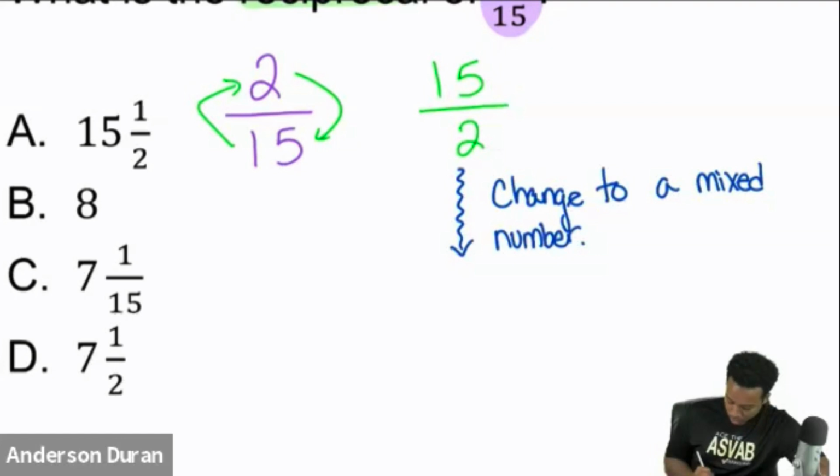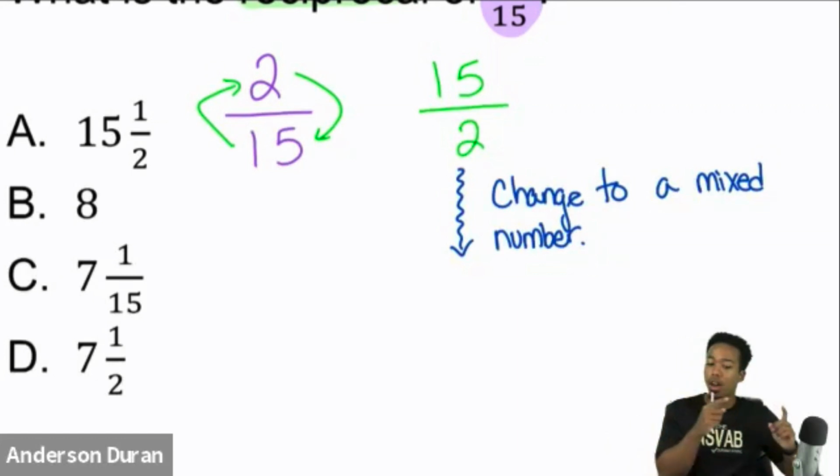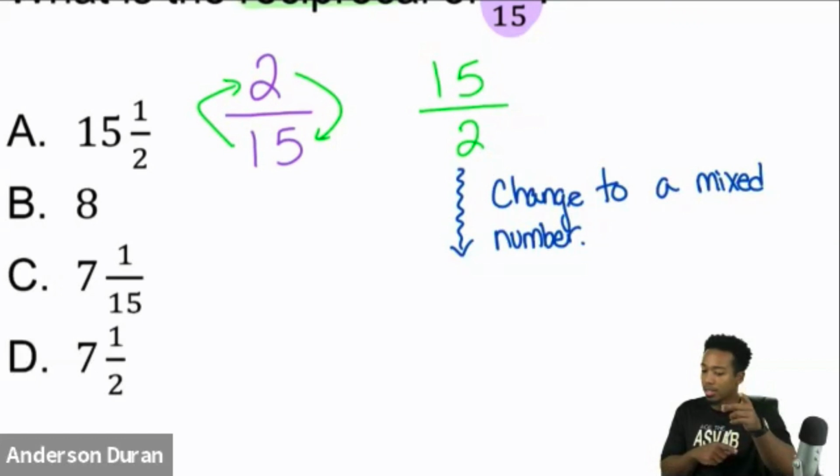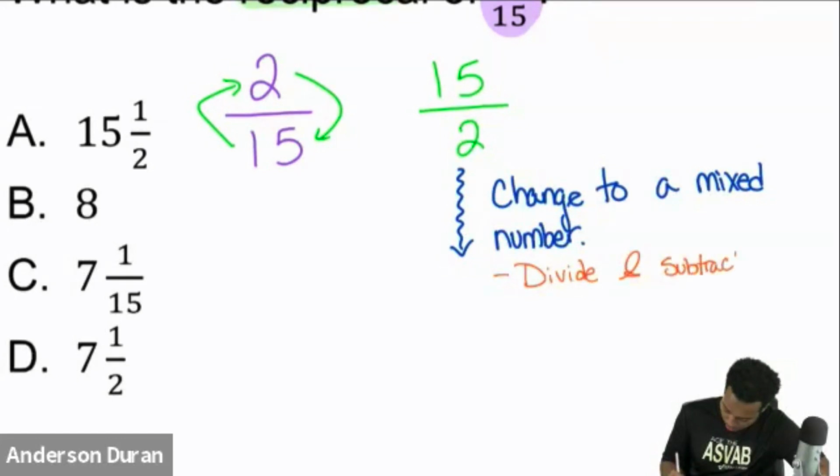And so everybody, what were the two steps for mixed number? Because for mixed to improper, that was multiply and add. So from improper to mixed, that was divide and subtract. That's right. Divide and subtract. Okay. And so with that, cool.